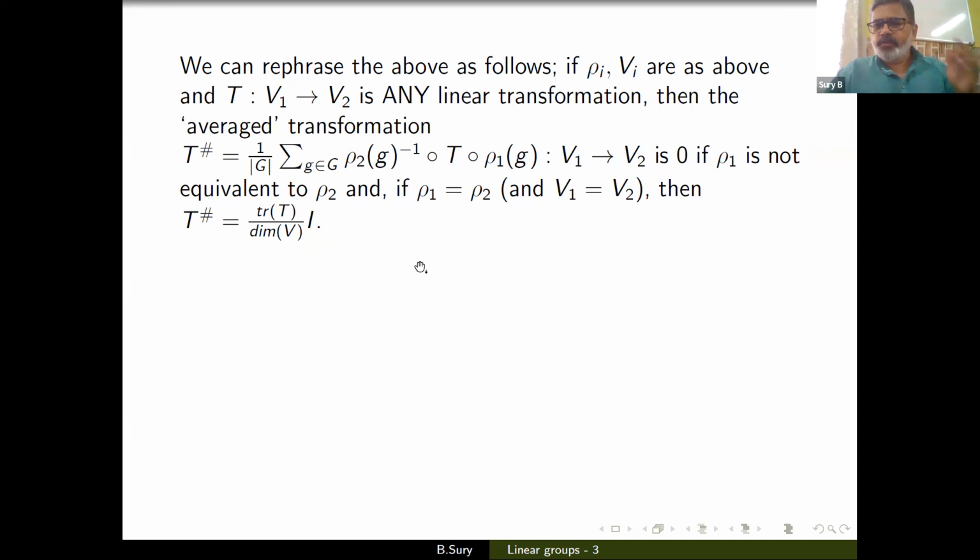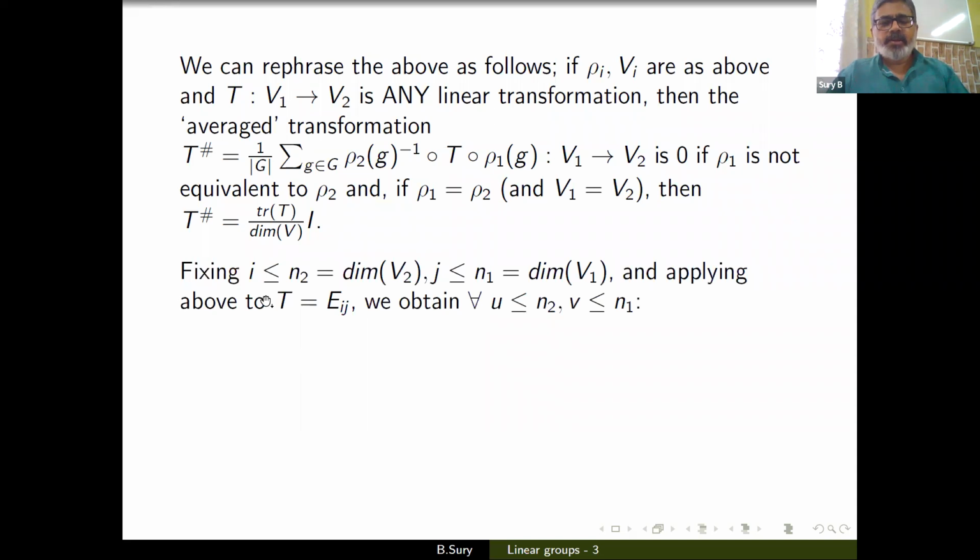Okay. So what I'm saying is that if you have two irreducible representations, V1 and V2, of a finite group G, then T hash has these two choices. If rho 1 and rho 2 are not equivalent, then this is the 0 map, and if they are equal, then T hash is just this scalar. So when you do this, for example, let's apply this.